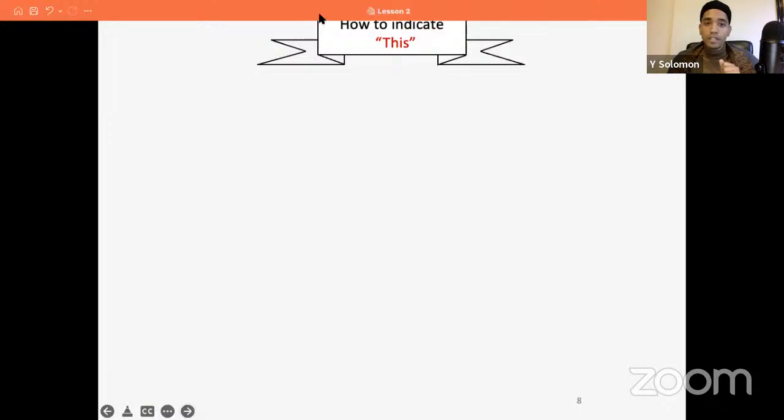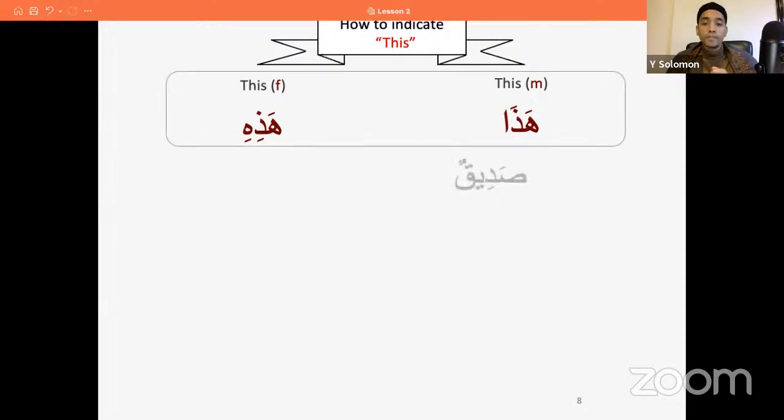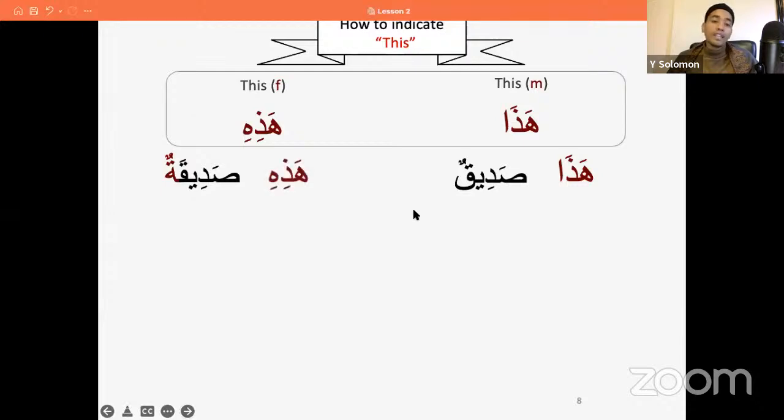Now, this is where it becomes important. What is the importance of knowing whether a word is masculine or feminine? Because when we indicate هذا or هذه, we have to look. If you have this word صديق, for example, a male friend, and I want to say this is a male friend, would I say هذا or هذه? Obviously, I would say هذا. And صديقة, a female friend, I would say هذه.